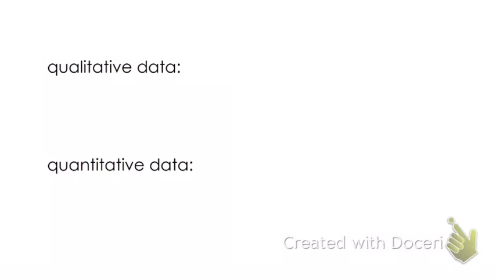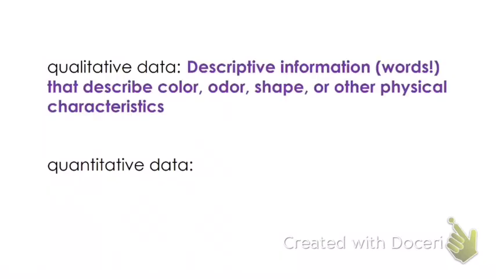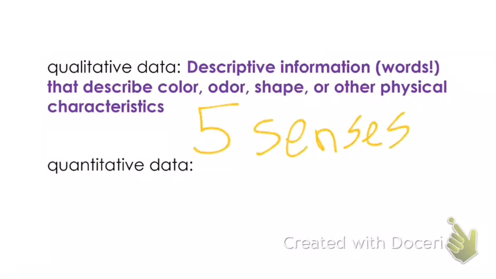So if you think about qualities and qualitative data, that's the kind of data that's going to be descriptive information, usually words. And we're going to collect this type of data every single lab. You are always going to write down your observations, describe the color, odor, shape, or other physical characteristics. Really, when it comes down to it, this is when we're using our 5 senses, although you're probably not going to be using taste very often in our lab. You're going to be using your other senses in the lab for these qualitative data collections.